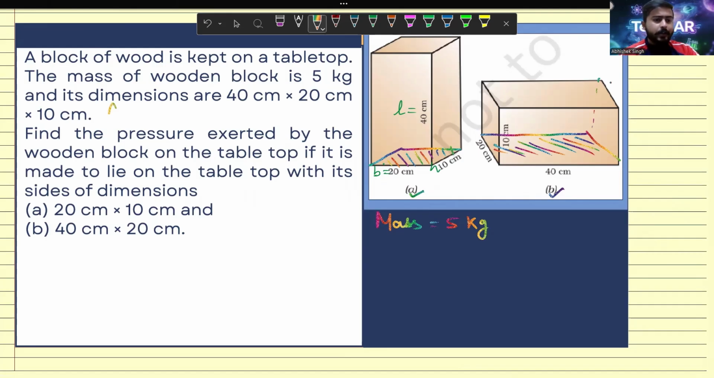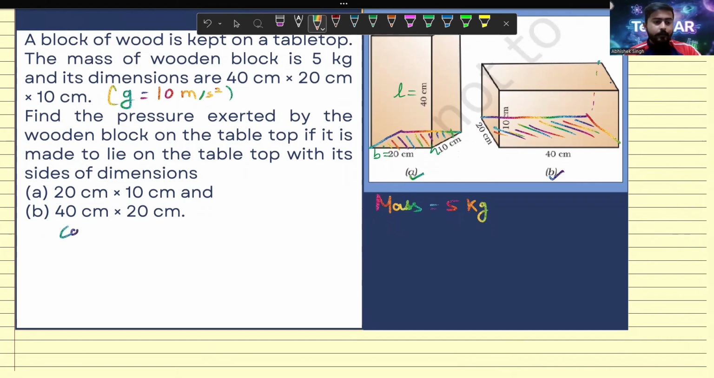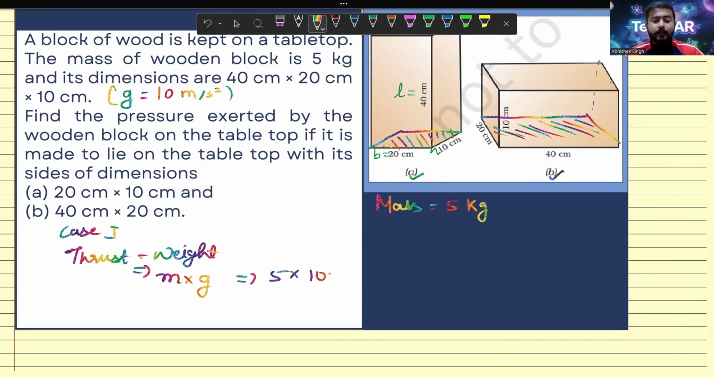In this question, we can take g equal to 10 meter per second square so that we can calculate the weight. Okay. So let us talk about case one. In case one, the thrust is the weight of this block. Weight is equal to mass into acceleration due to gravity. Mass is 5, g is 10. We got 50 Newton of thrust.